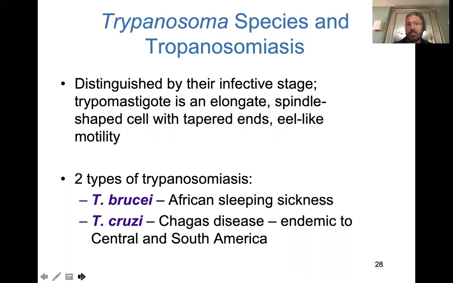So Trypanosoma species are distinguished by their infective stage. Trypomastigote is an elongated, spindle-shaped cell with tapered ends and eel-like mobility. So these are the hemoflagellates, right? There are two types, and there's usually always one of these questions on a micro exam or board exams. They always ask you this.